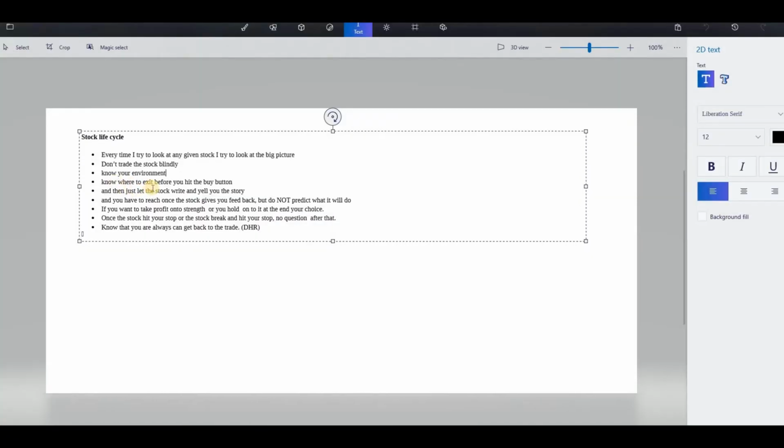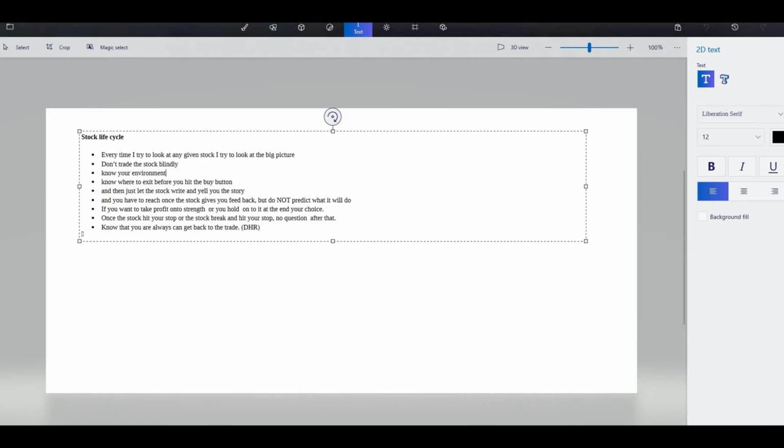Next point I want to talk about is: know your plan, man. Know where you exit before you even put in that trade. Know where to exit. If you like the stock, I won't blame you. I used to have that in me. I just liked overtrading. I just wanted to get in, man.